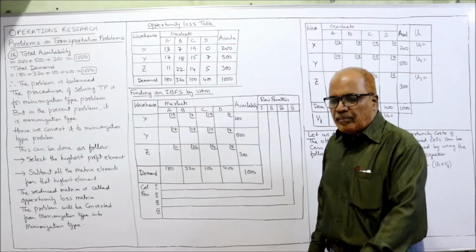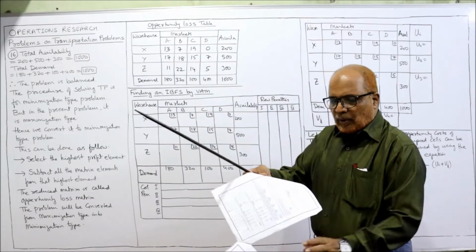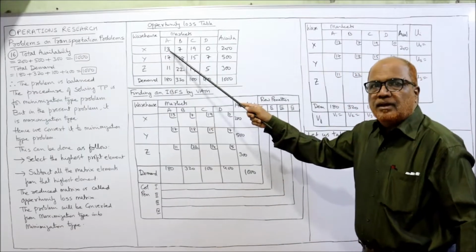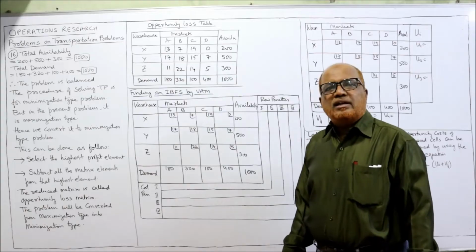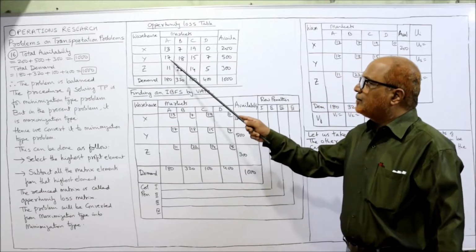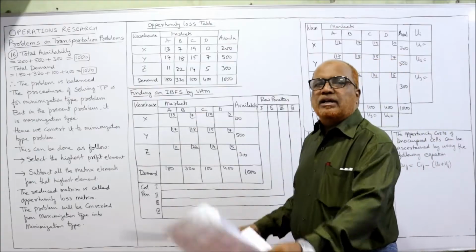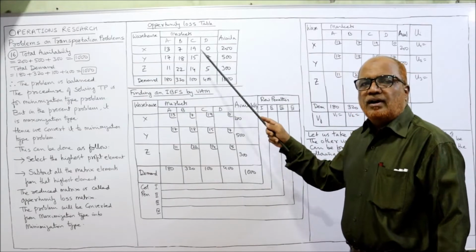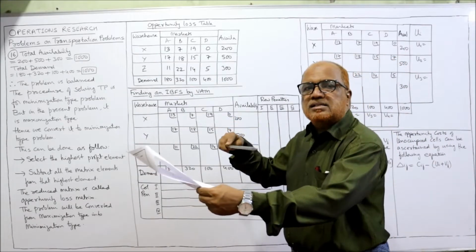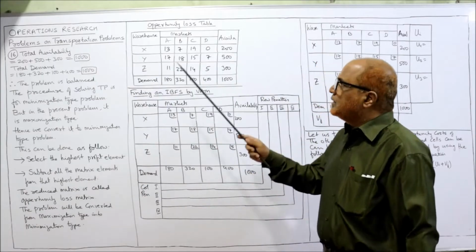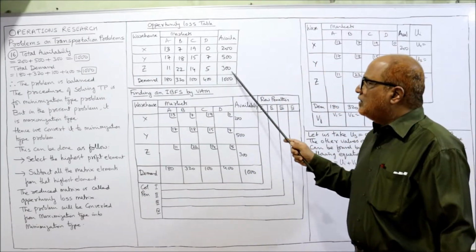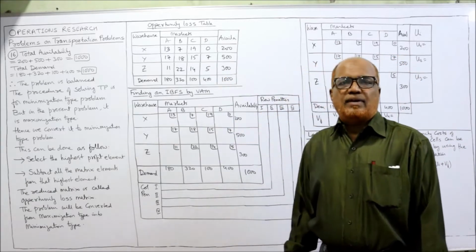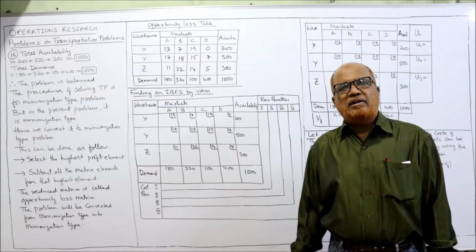How? The maximum element is 25. The first element is 12, so 25 minus 12 is 13. So I have taken 13 here. The second element is 8, so 25 minus 8 is 17. Here I have taken 17. The next element is 14, so 25 minus 14, you will get 11. In this way, all the elements in the given matrix are subtracted from 25. This is the matrix we got, with the total availability and total demand. That's all. Now we proceed to find the IBFS, Initial Basic Feasible Solution, by VAM.